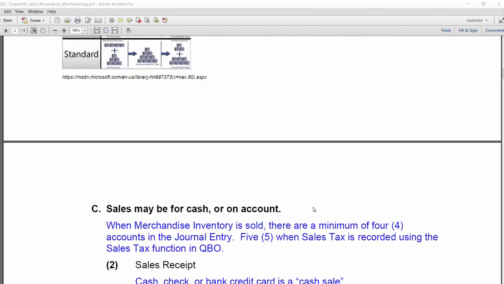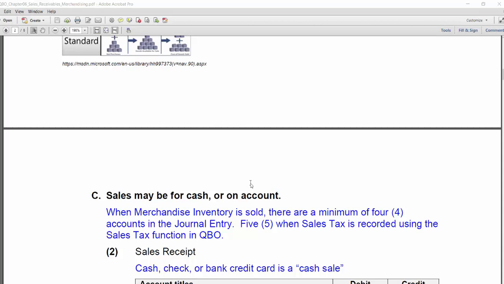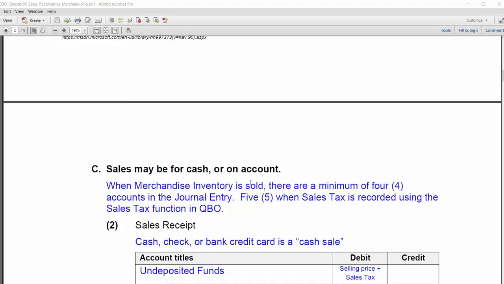We can make sales for cash or on account. When we sell merchandise inventory, there have to be a minimum of 4 accounts in the journal entry. So every time a sale takes place in QuickBooks, whether it's a sales receipt or a sales invoice, at least 4 accounts will be impacted in the journal entry. If sales taxes are charged, then there will be 5 accounts recorded using the QuickBooks Online sales tax function.